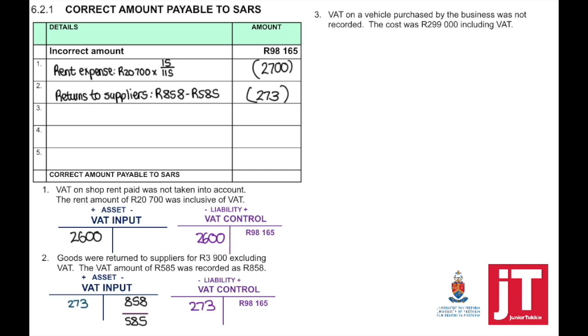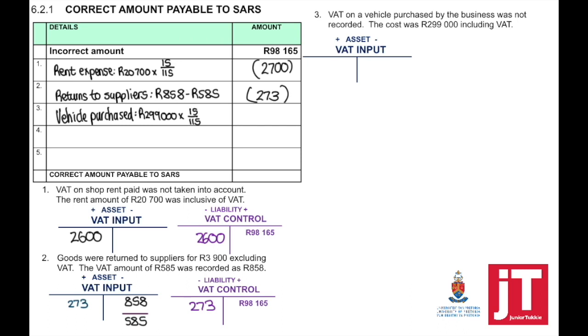Number 3, VAT on a vehicle purchased by the business was not recorded. The cost, $299,000, including VAT. So to calculate the VAT amount, we take the amount including VAT times 15 divided by 115. Now this transaction was omitted. If we are registered as a VAT vendor, we are entitled to claim that VAT if we're going to use that vehicle for business purposes.